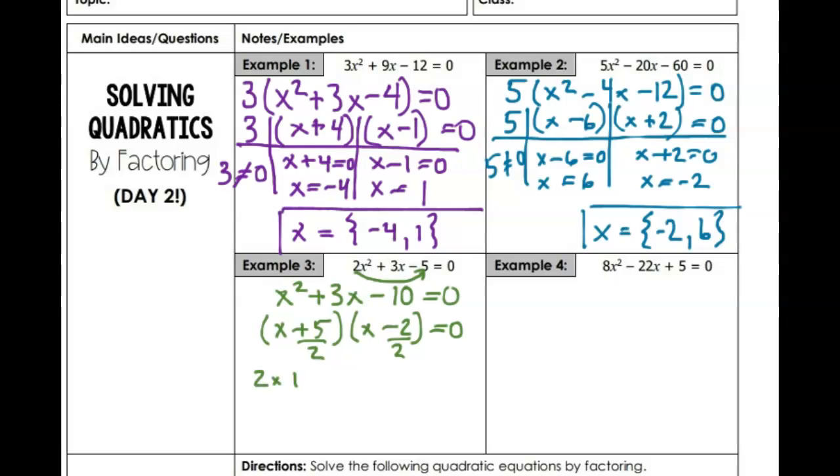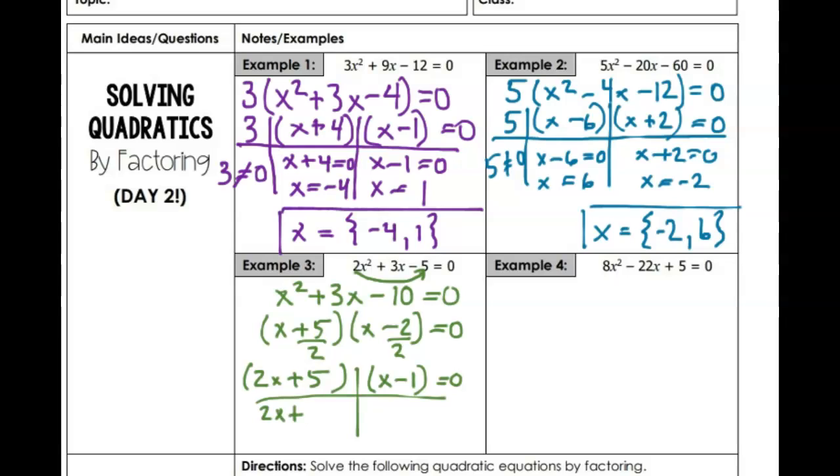So if we multiply the 2 multiplied by x plus 5 over 2, that's what we'll end up with, is 2x plus 5. And if we simplify the 2 over 2, that's just equal to 1. So this actually can give us our factors. Now, there's lots of different ways that you might have learned to factor with a leading coefficient that's bigger than 1, but this is definitely an easy way to do that.